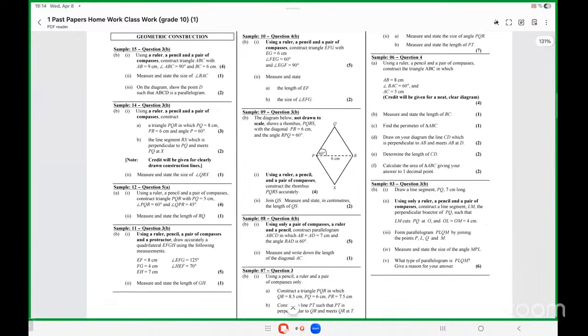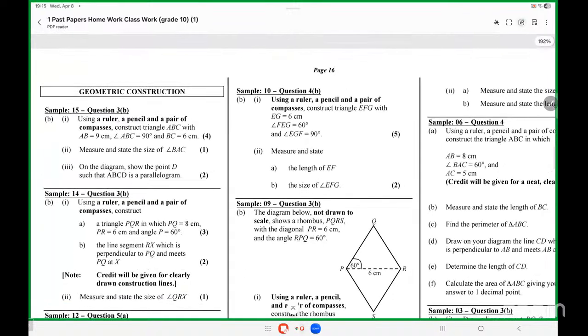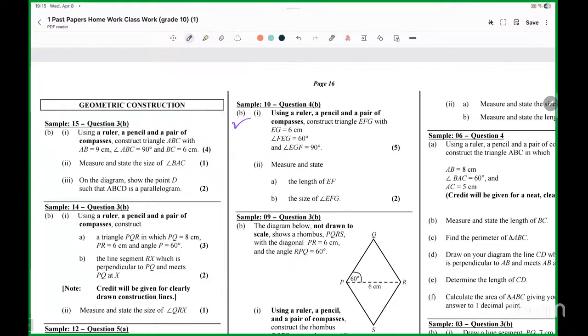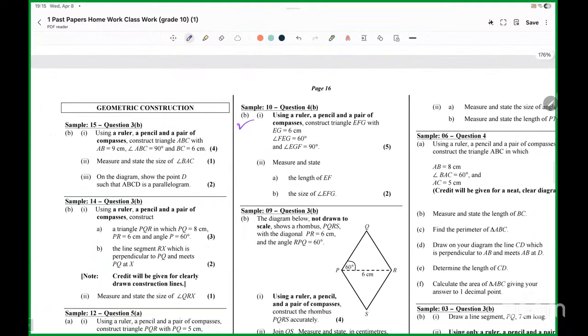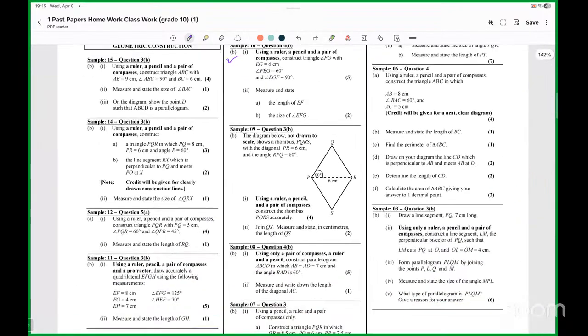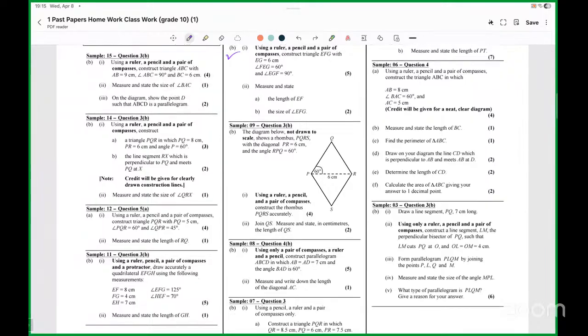Let me tell you the ones we're going to do. Let's do a couple of them. I want to do one where they say draw the triangle. I'm going to ask for the 90 and the 60, both in this one. Then let us do one where they give you 3 sides.